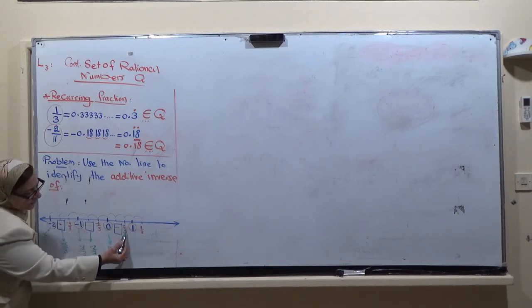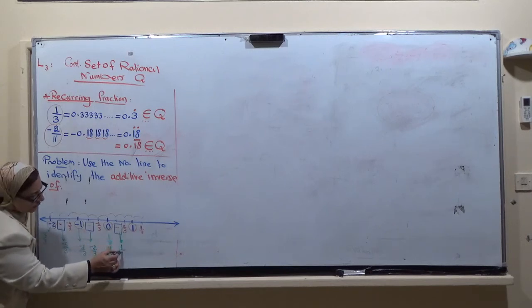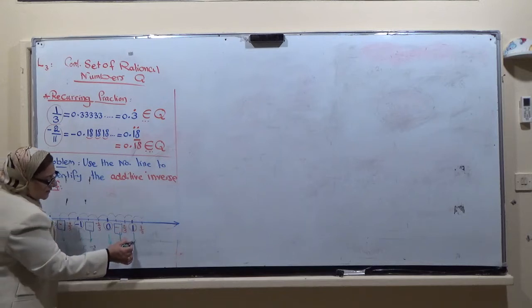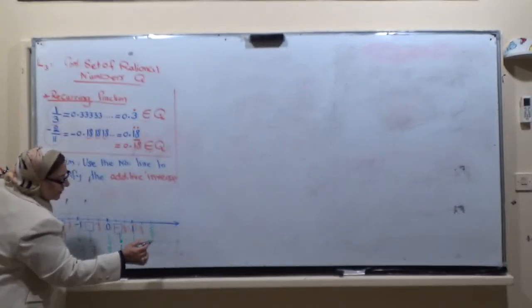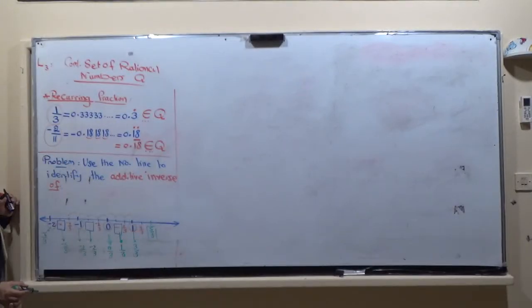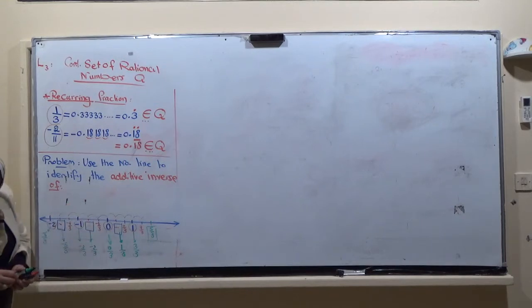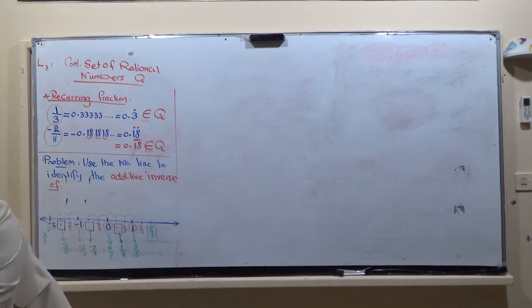On the positive side, this one is 1 over 3. This is 3 over 3. 4 over 3. This one will be 5 over 3. That's all. Now we have completed the scale, the straight line, the number line.